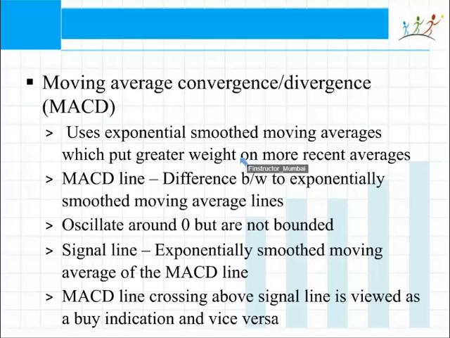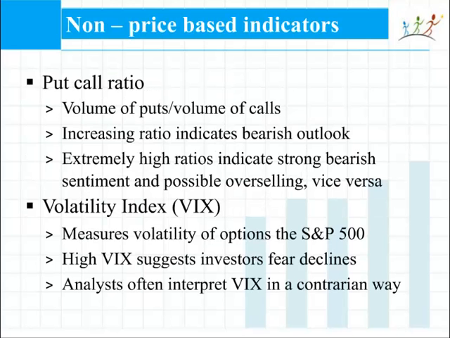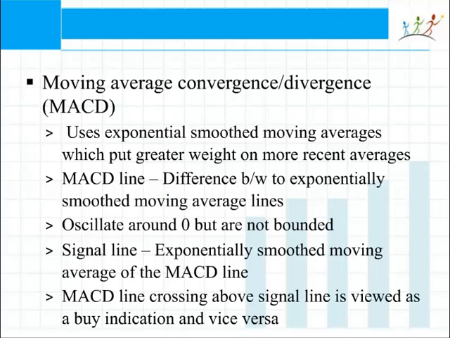Now there are two lines that we plot. In the MACD methodology, there are two lines that we plot. One is the MACD line, that is the difference between two, my apologies, it should be two, the difference between two exponentially smoothed moving average lines. So one can be a short term and another can be a long term moving average.